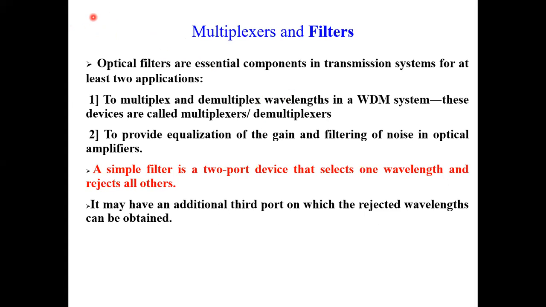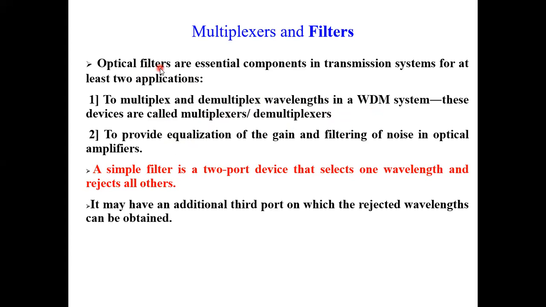Okay, so coming to multiplexers and filters. Optical filters, we know, are an essential component. A filter is an essential component in any communication system. Now, multiplex and demultiplex, where will I use it? I am using it in WDM systems. One of you might have taken this special topic on WDM, wavelength division multiplexing. So I need to multiplex or demultiplex the signal.